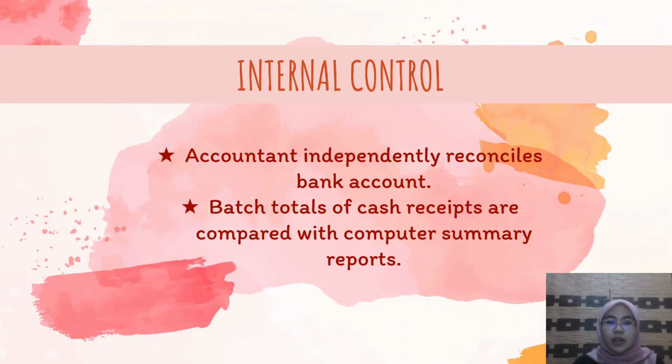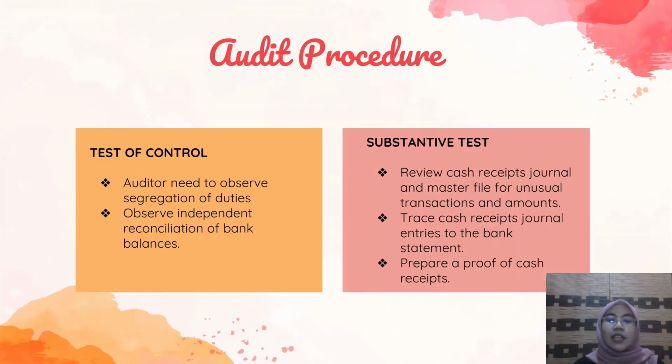For internal control, the accountant independently reconciles the bank account and totals of cash receipts are compared with computer summary reports. To check the internal control, the auditor needs to observe segregation of duties and observe independent reconciliation of bank balance. Next is the substantive test. The auditor needs to review the cash receipt journal and master file for unusual transactions and amounts. The auditor also needs to trace cash receipt journal entries to the bank statement and prepare a proof of cash receipts.